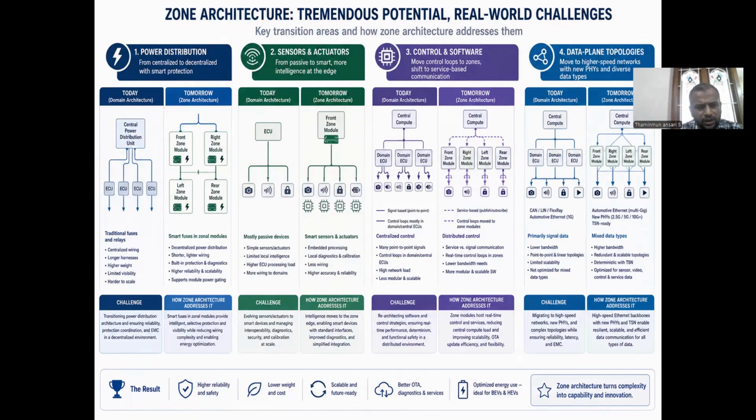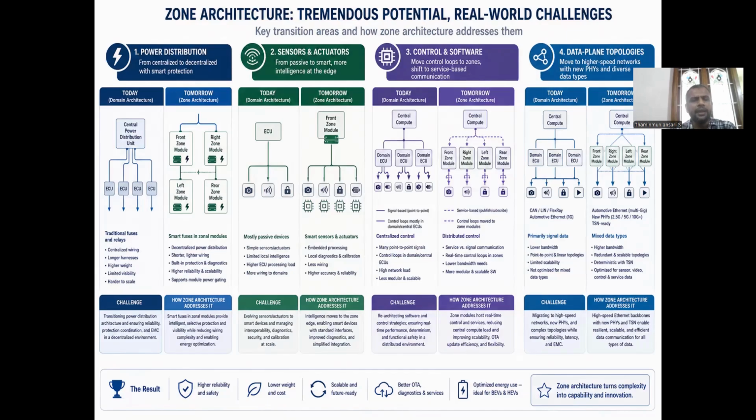How does the zonal architecture address that? Smart fuses in the zonal module provide intelligent selective protection and visibility while reducing wiring complexity and enabling energy optimization. These are the advantages. So we have to remember two things with respect to zonal architecture power distribution: one is the smart fuse, another one is the module power gating. These are the key things to remember, which are used in the zone architecture.